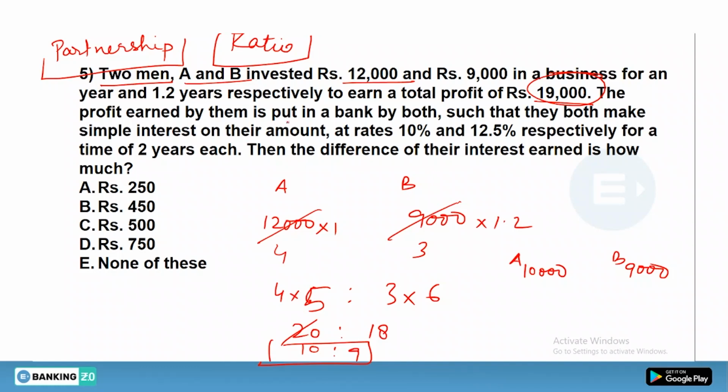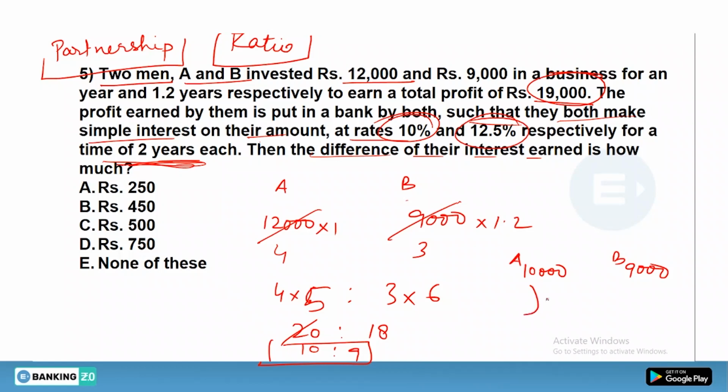But the profit earned by them is put in a bank by both, such that they both earn simple interest on their amount at 10% and 12.5% respectively for 2 years each. So find the difference of their interest earned. Then we have to find the difference.